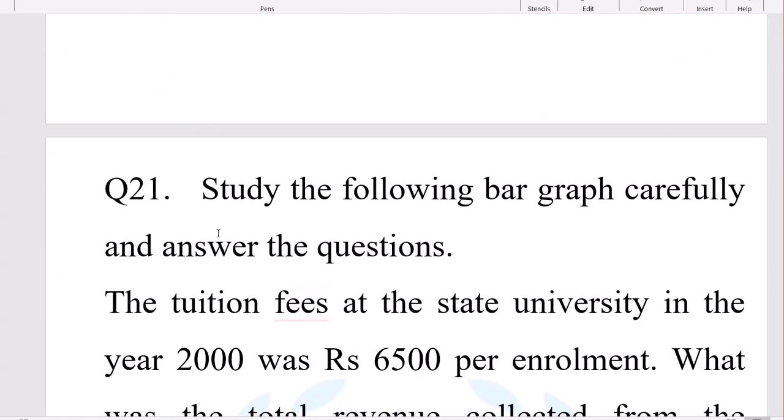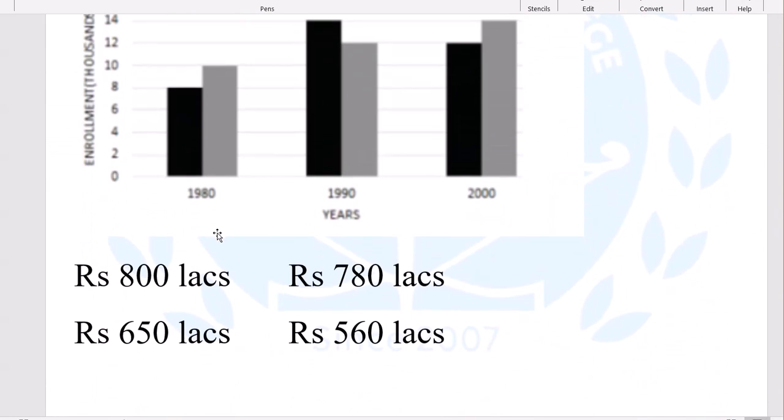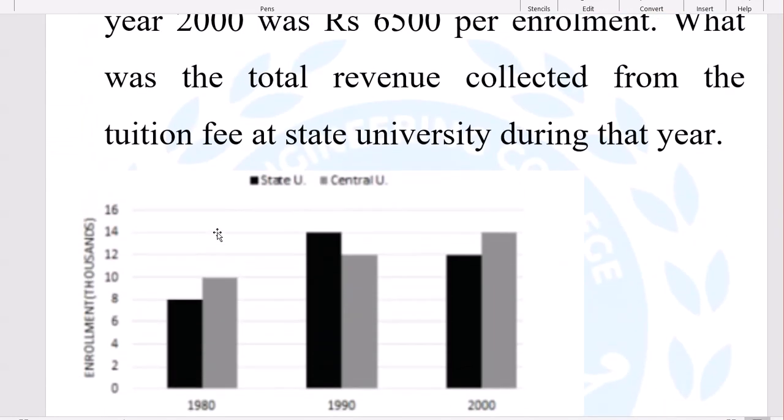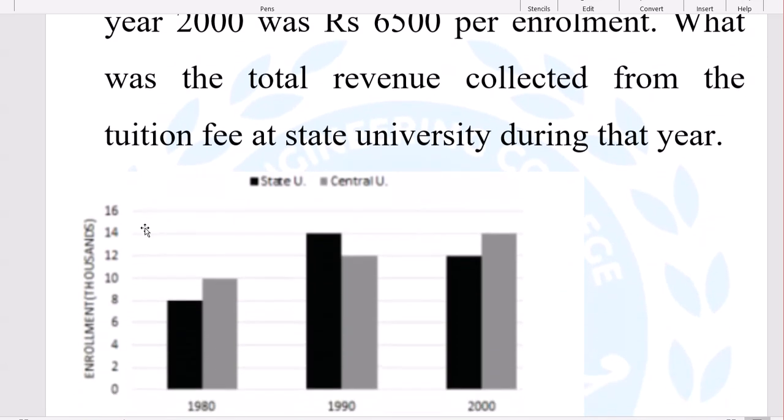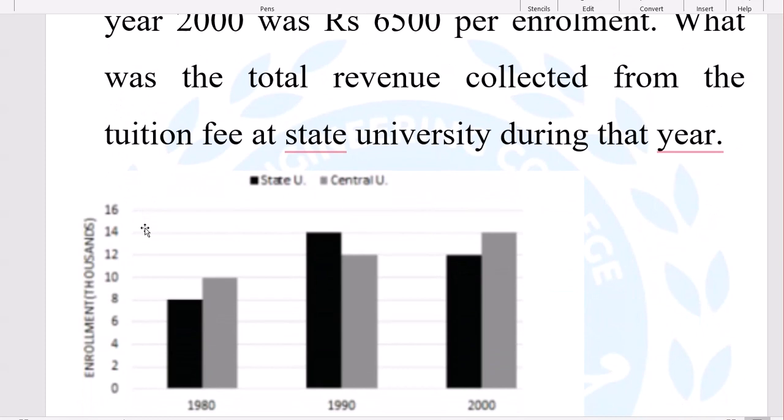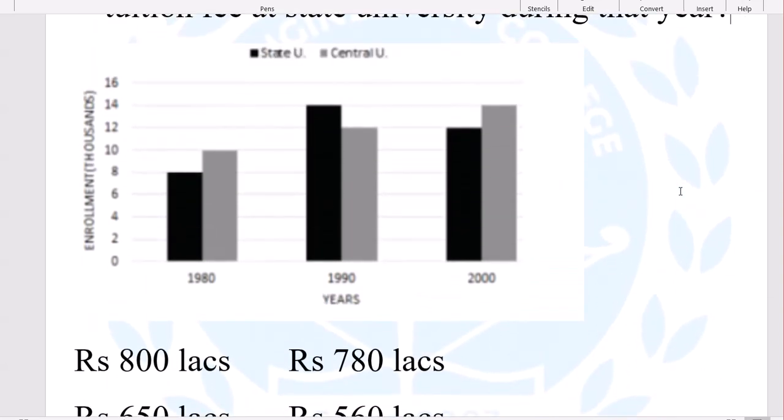20 done, right? 21, data interpretation. Tuition fees of the state university in the year 2000 was something. The question: total revenue collected from the tuition fees at state universities during that year. State and central, during that year all together or 1 year? Particularly it is not mentioned. Means all years together.